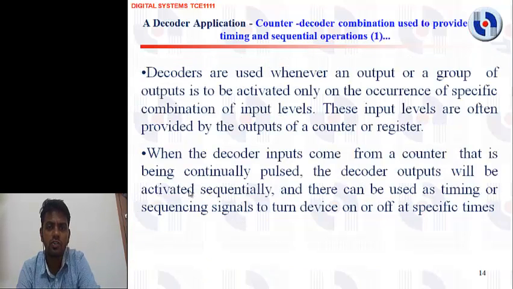Decoders are used whenever an output or a group of outputs is to be activated only on the occurrence of a specific combination of input levels. When we are accessing a specific address or data, for that a specific input is given. That input indicates that we want a specific address data, and that address is given as an output by the decoder. These input levels are often provided by the outputs of a counter or register.